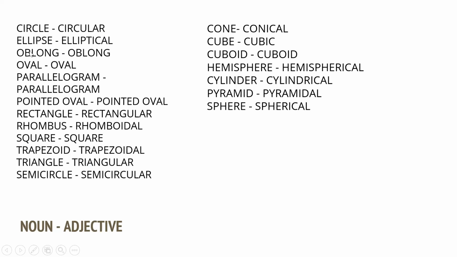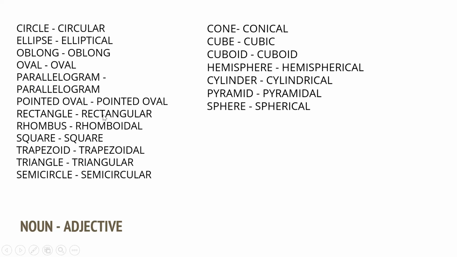And then we also have ellipse, it's a noun, and then elliptical, it's an adjective. And then we also have oblong, oval. Both of them have exactly the same form of adjective, so no change. And then parallelogram, and then pointed oval. Pointed oval berarti oval, tapi yang ujungnya itu runcing atau lancip ya.